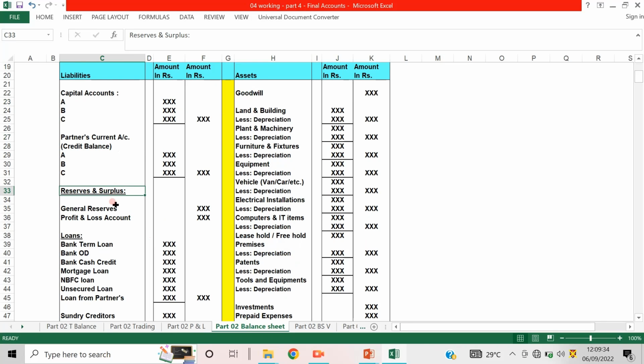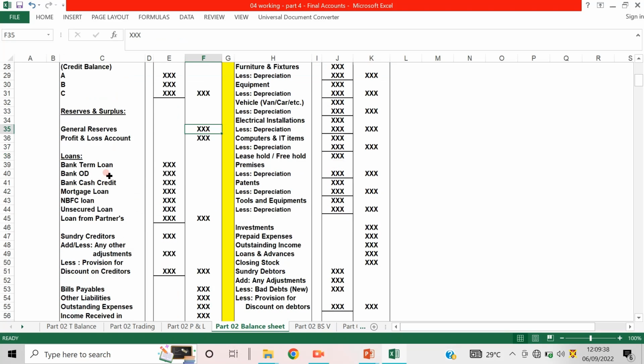तो नाउ रिजर्व्स एंड सरप्लस, जनरल रिजर्व्स आता है, प्रॉफिट एंड लॉस अकाउंट आता है, ये सब में आएगा. लोन्स एंड एडवांसेस, टर्म लोन, बैंक ऑडी, कैश, बैंक कैश क्रेडिट, मॉर्गेज लोन, NBFC लोन, अनसिक्योर्ड लोन, लोन फ्रॉम पार्टनर्स, ये सब लेके या डायरेक्टर्स जिससे भी लेते हैं ये इधर ले लेते हैं, इसके टोटल लेके इधर आउटर कॉलम में ले लेते हैं.